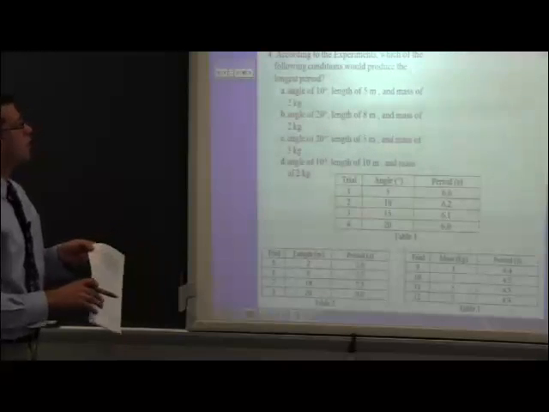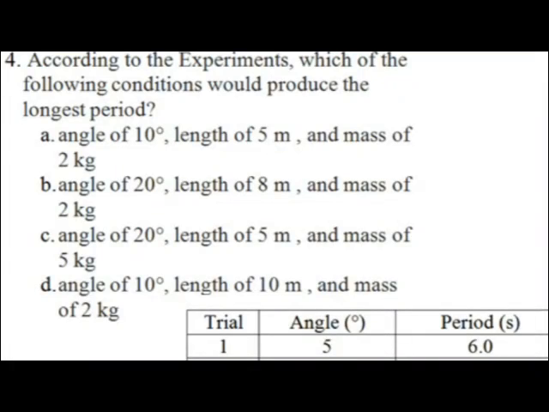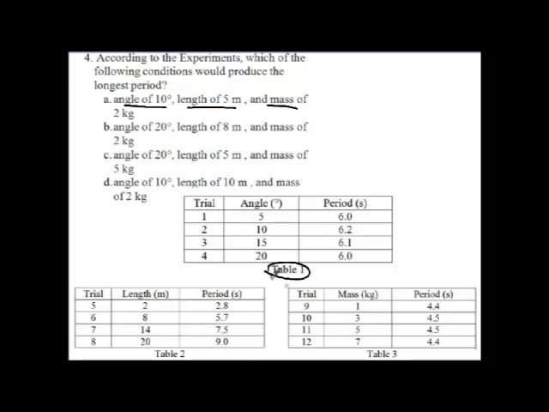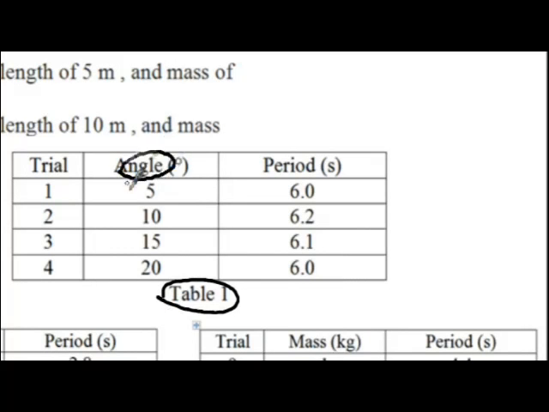All right, number 4, according to the experiments, which of the following conditions would produce the longest period? If you take a look, all of our answers have an angle, a length, and a mass. So this one's asking us to incorporate all 3 experiments into one. Let's start off by going back to the data tables, in Table 1. We see that as the angle is increasing, the period doesn't really change. It always stays around 6.